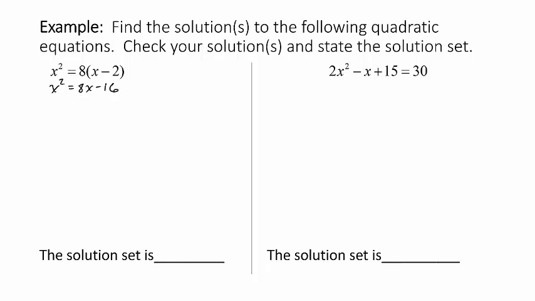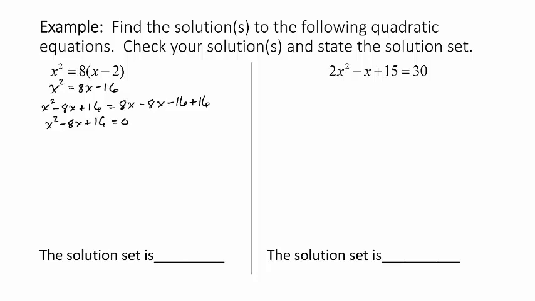So now I'm going to do a couple steps at once, if you don't mind. I'm going to move the 8x and the 16 over to the other side of the equation. So I'm going to have x squared minus 8x plus 16, right? And I'll keep it balanced over here. So we got 8x minus 16 plus 16, right? Okay, so I've got x squared minus 8x plus 16 equal to 0.